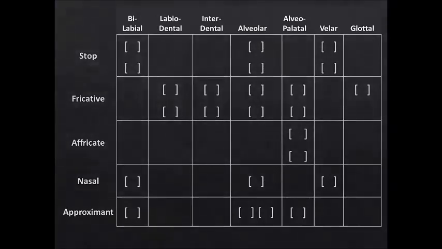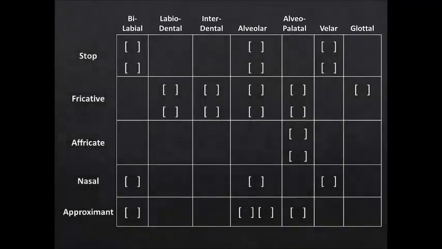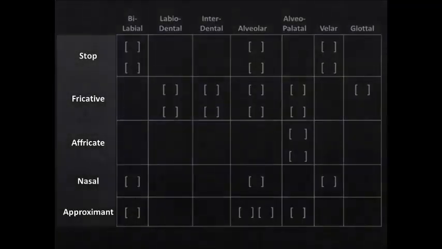So let's get to know our chart. Across the top we have column headings. These are places of articulation. Every sound you'll see in the cells is located by a place of articulation across the top and a manner of articulation, the rows down the left side.